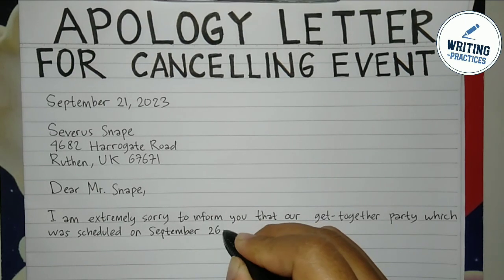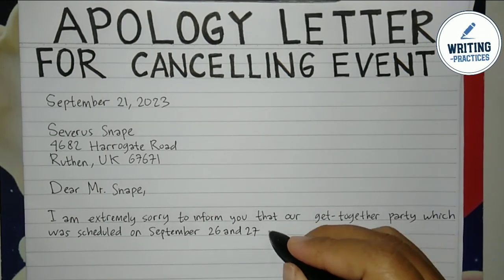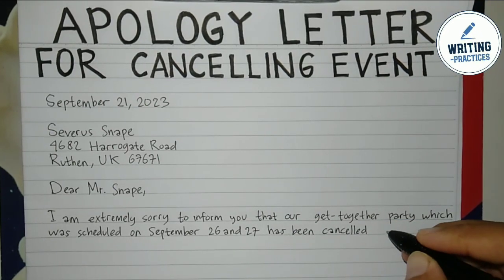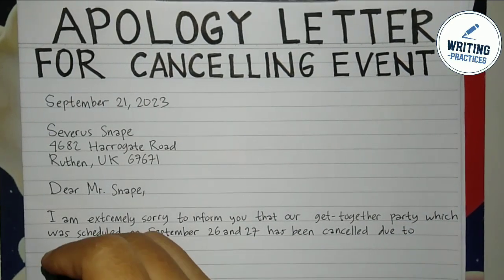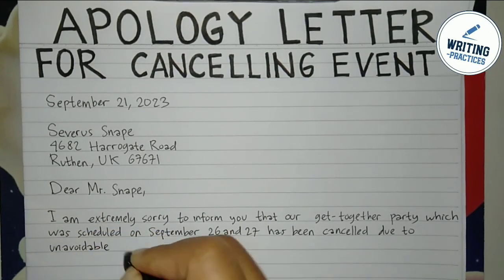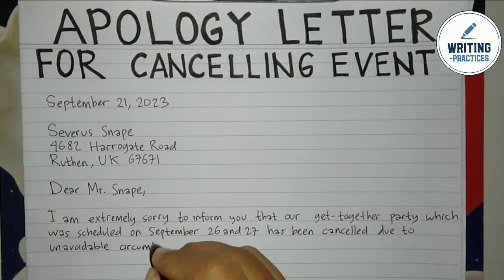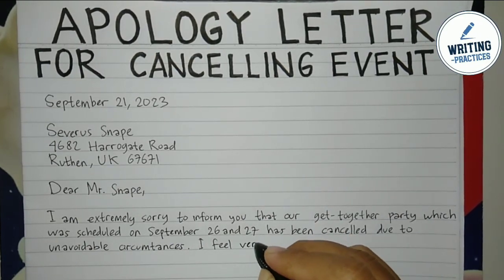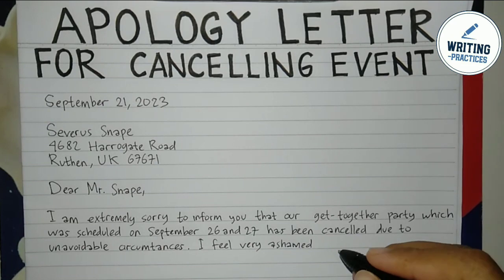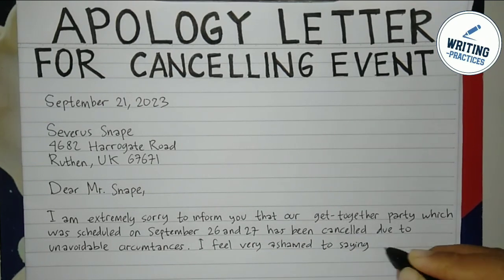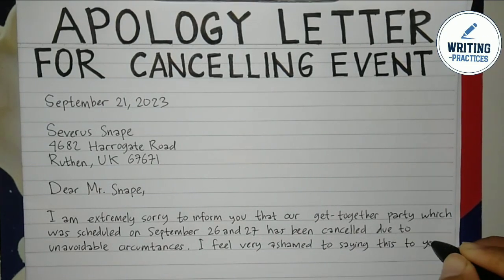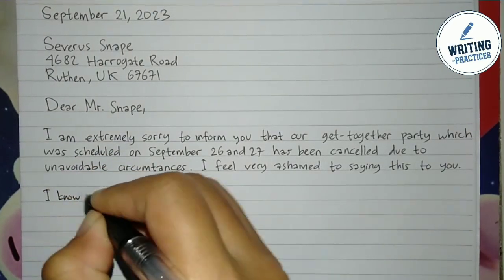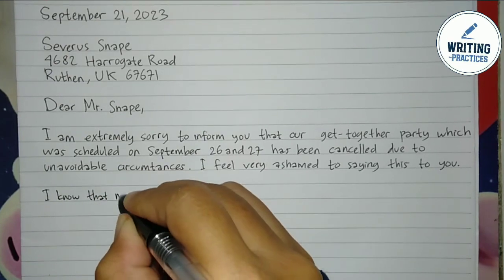And write the date of the event that was supposed to happen. You have to write clearly that the event is cancelled, and write the reason why. In this example, the reason is due to circumstances. And again, show your sincere apology. You can write that you are ashamed for canceling the event. In the second paragraph, you have to elaborate the reasons why the event is cancelled.